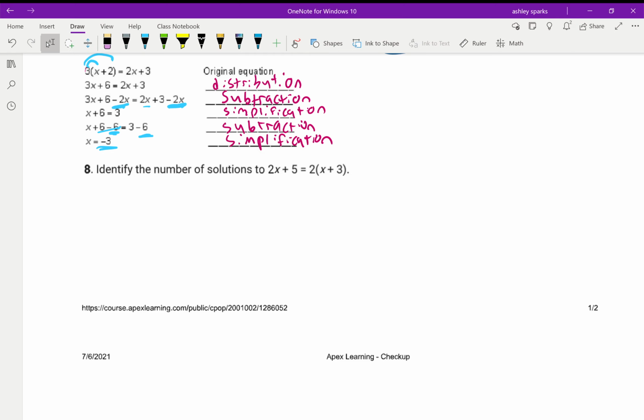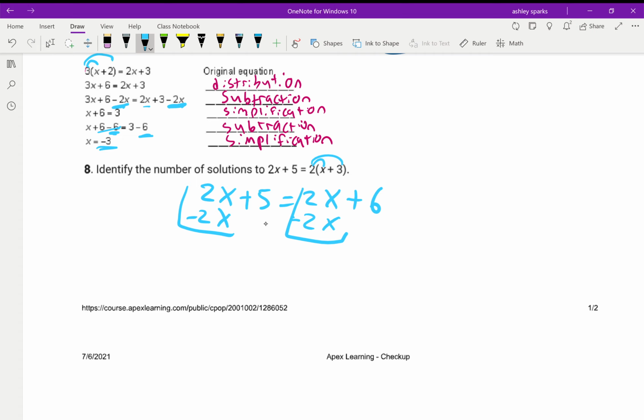To figure out how many solutions it has, you need to kind of solve out the problem. So let's start by solving. We have 2x plus 5, and I'm going to do this distribution here. So 2x plus 6. What I want to do now is get my x's together, right? It really seems to not matter which one, so I'm going to go ahead and subtract 2x from over here to try to get rid of that x. If I do it to one side, I do it to the other. Well, 2 minus 2 is 0. That means I'm left with 5 over here. And 2 minus 2 is also 0, which means I'm left with 6 over here.